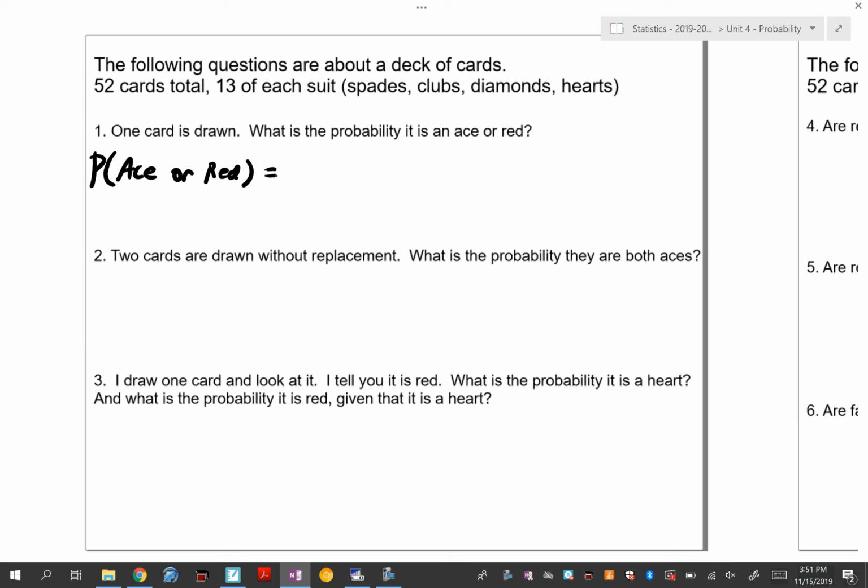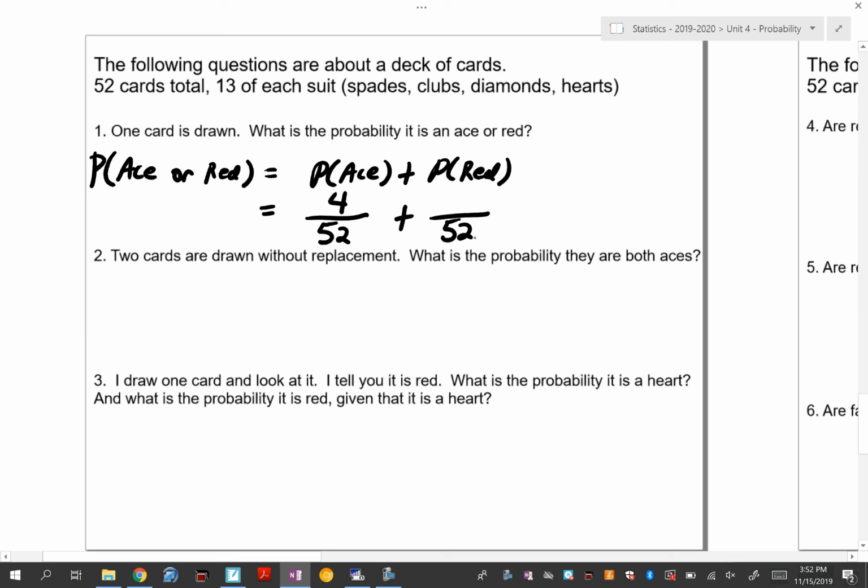Okay, so let's see if we can do this. If we're using the formula from chapter 14, you see the word or, so you're going to add them. So the probability of an ace plus the probability of a red card. Let's do the aces first. There are 52 cards. How many are aces? 4 of them. There are 4 aces out of 52 cards. How many out of 52 cards are red? It's 26.